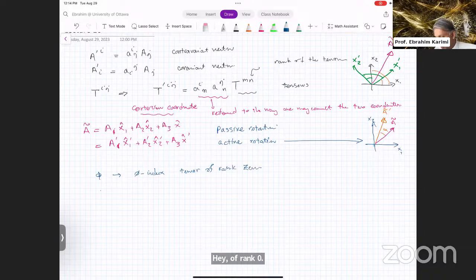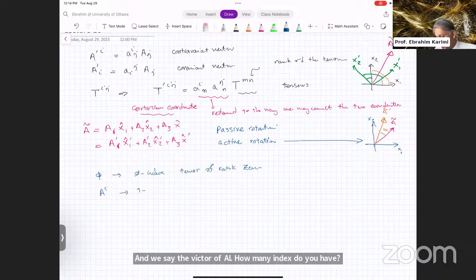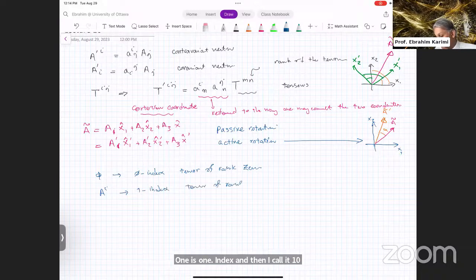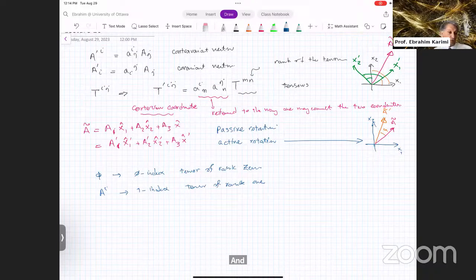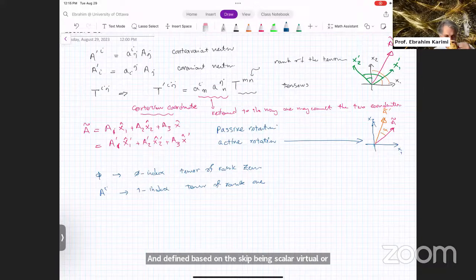And for the vector A_i, how many indices do you have? One index, and then I call it a tensor of rank one, and so on. So you have a tensor of rank two, rank three. And remember, I said that not everything in the world is defined based on being a scalar, vector, or tensor. For example, we have spinors, which are none of these.